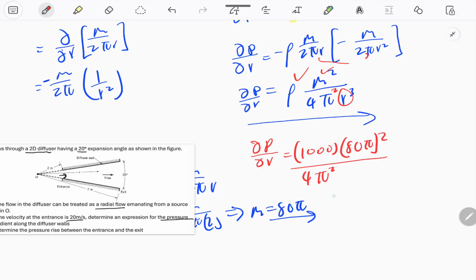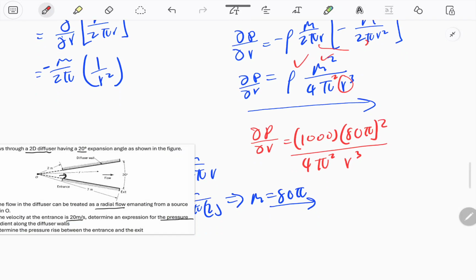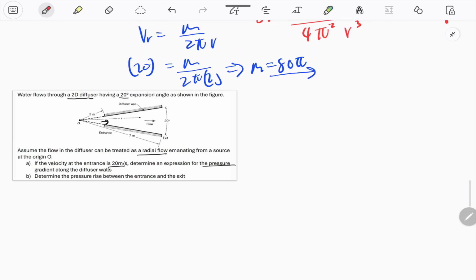Okay, and r is supposed to go to power 3. So this is going to be our gradient. I don't know if you compute that. Okay, let's just say if you compute that, you get some number, and that number should be some number on top divided by r to the power 3, because you don't know the r that you're interested in. Then the next question, they'll say find the pressure rise.